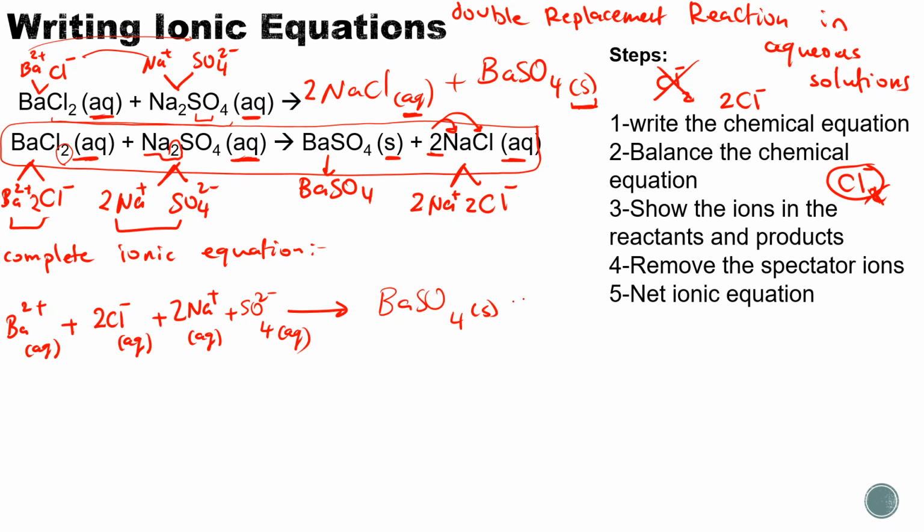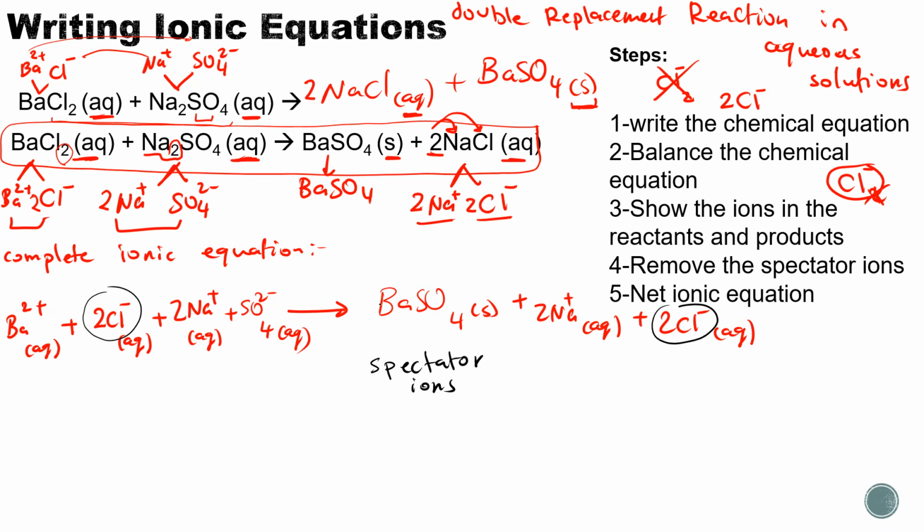So this is BaSO4 solid plus this thing here, okay? 2Na+ AQ plus 2Cl- AQ, because we need these to keep the equation balanced. Now, what are the spectator ions? You will find 2Cl- here and 2Cl- here, and Na+ and Na+. So the spectator ions are Na+ and Cl-.